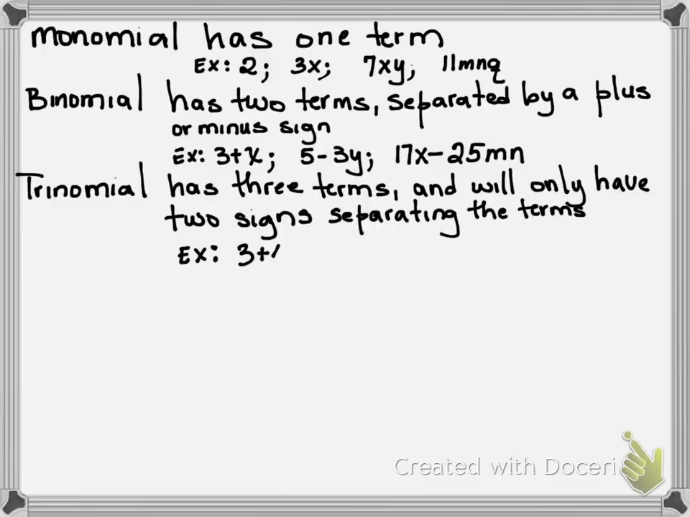Let us look at some examples. 3 plus x minus k. 5 minus 4xy plus m. Now look at the last one. Negative 3x squared minus h plus 11. Notice the first negative sign is not separating any terms. Hence, there are two signs that separate the terms. Therefore, a trinomial.